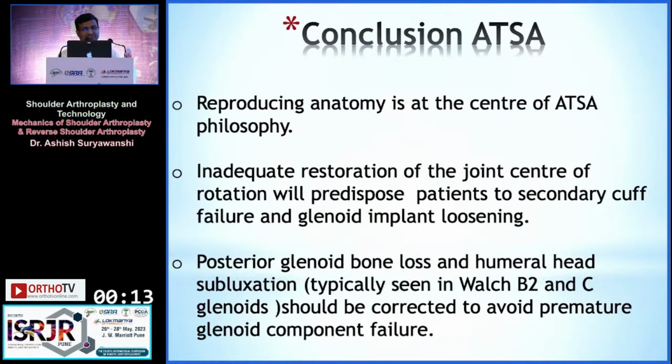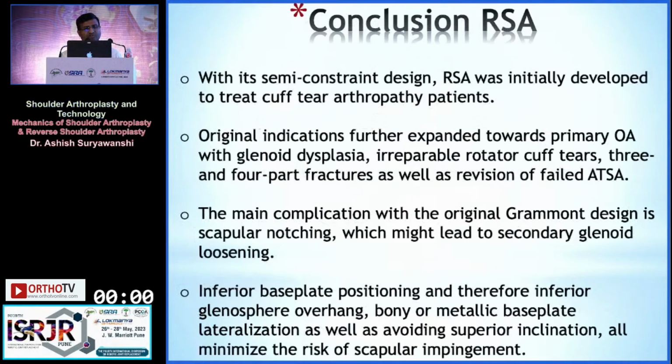So the conclusion is that reproducing anatomy is at the center of anatomical total shoulder, which is difficult, as we see with glenoid loss. If it is type B and type C, it is very difficult with an anatomical total shoulder.